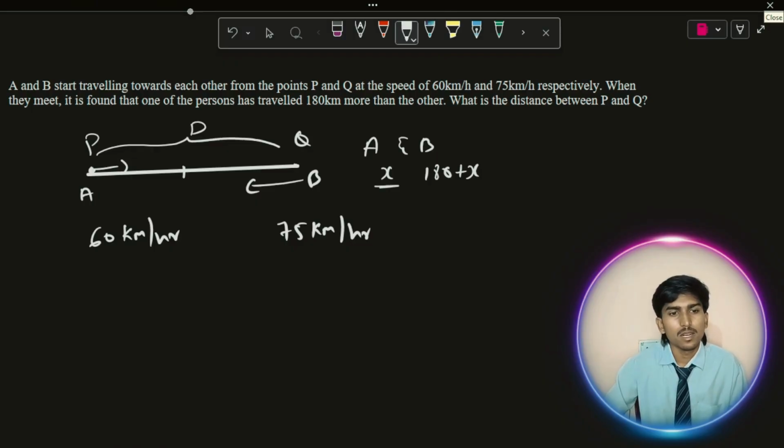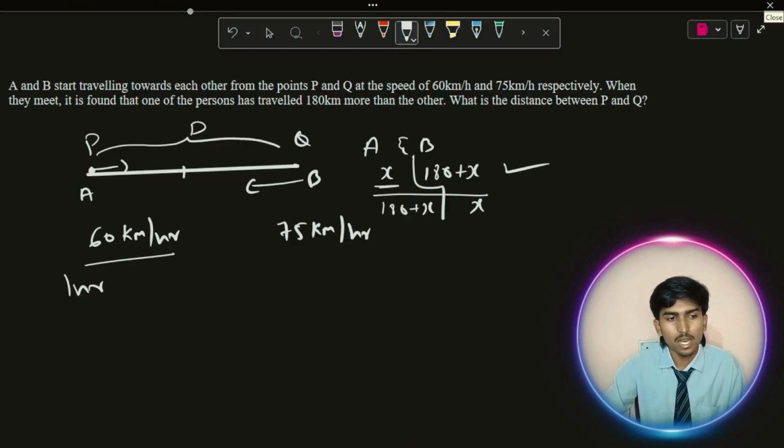How can I consider this in this question? See, you should consider either this one or this one. Which condition is better? You should consider this one because they already gave the speed. See, A is traveling 60 kilometers per 1 hour.